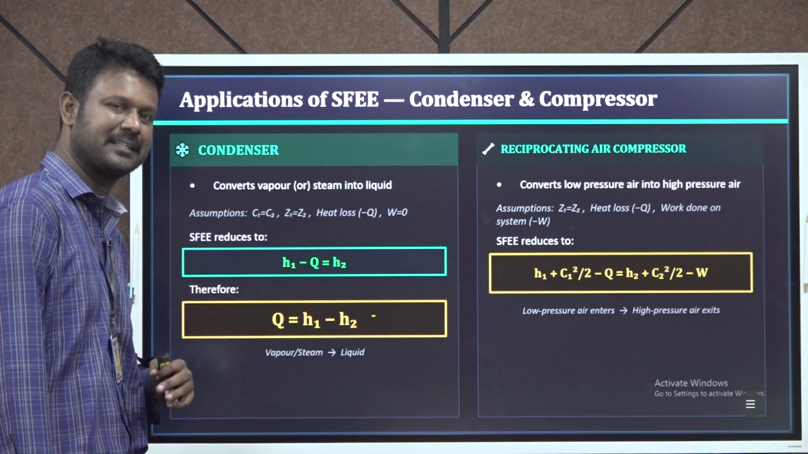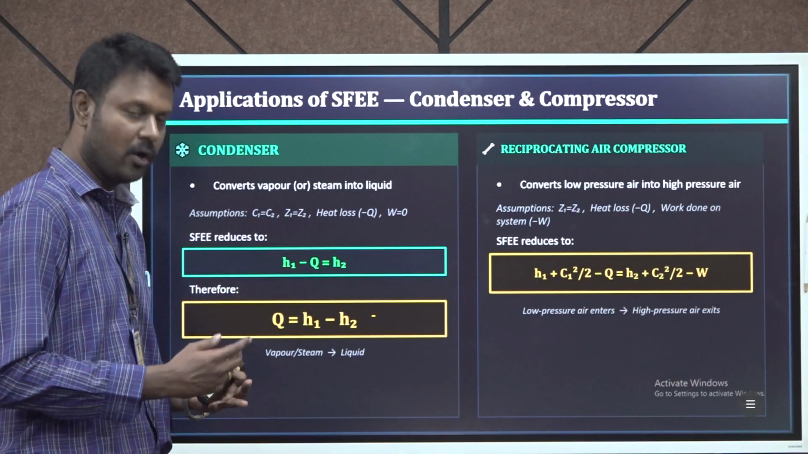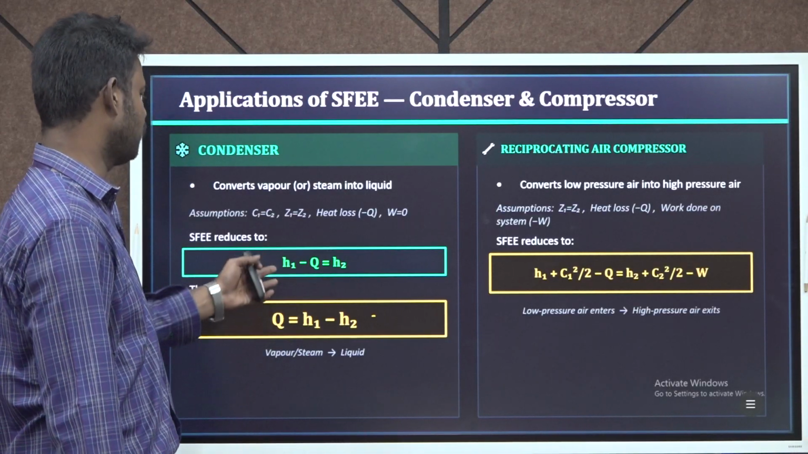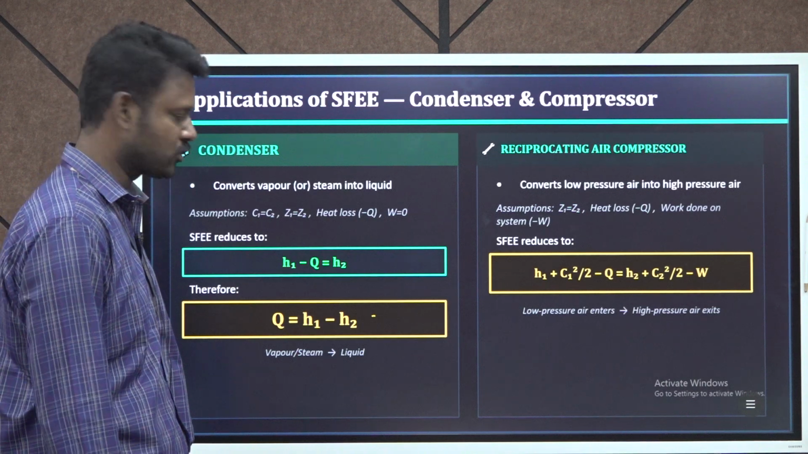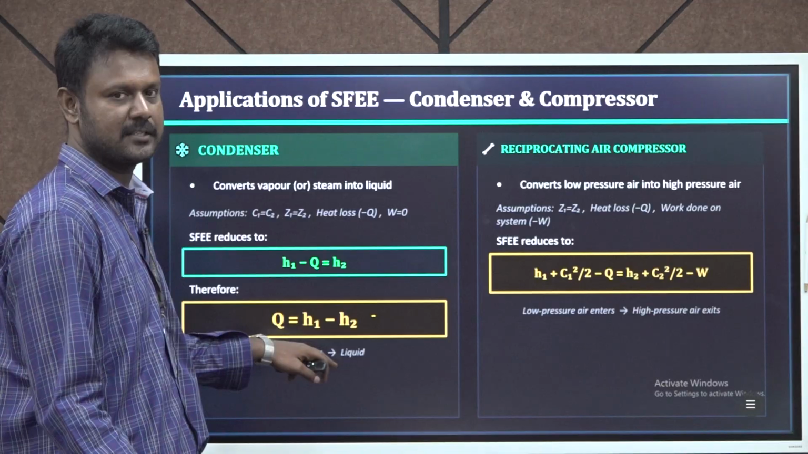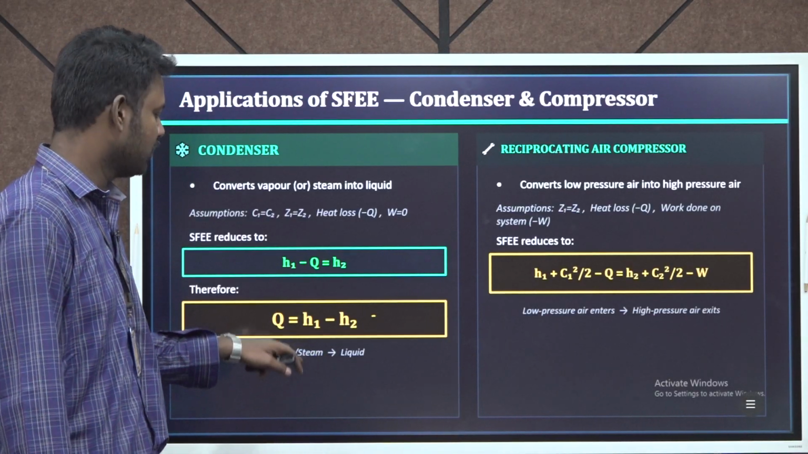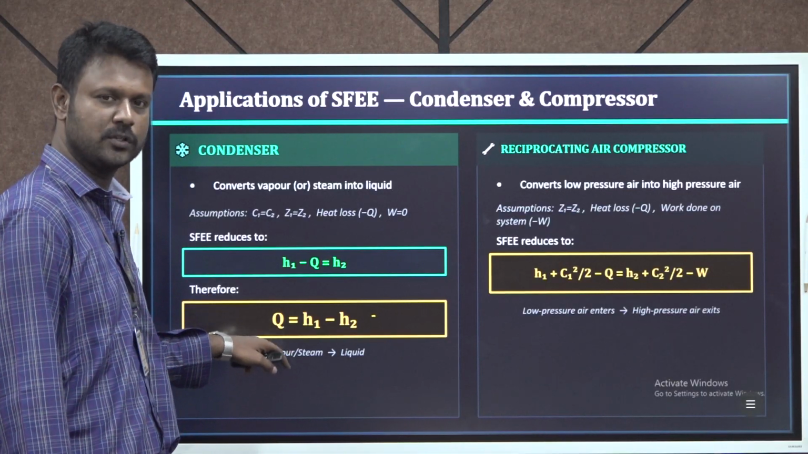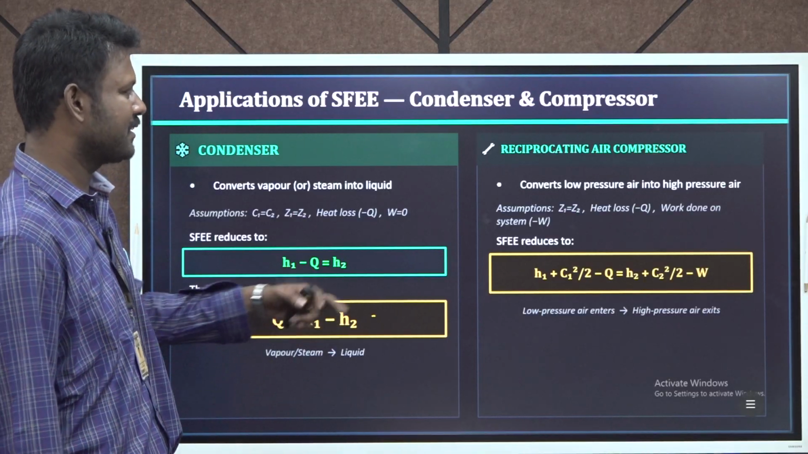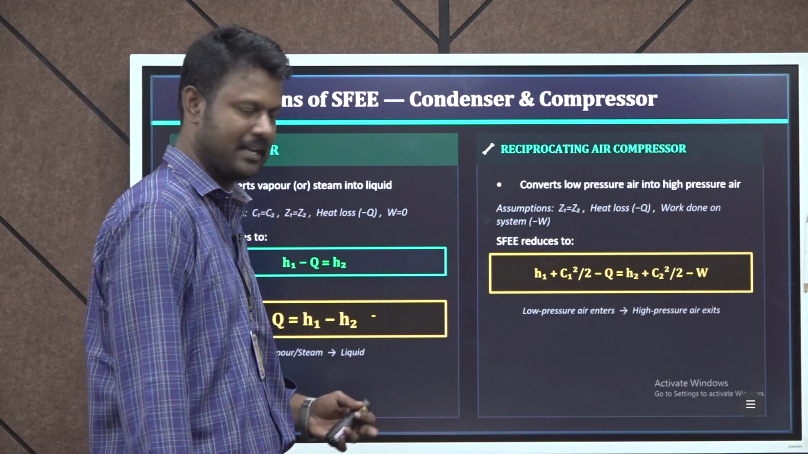So here also we will be assuming that there won't be any velocity or work transfer or elevation. So the formula is H1 minus Q is equal to H2, that is Q is equal to H1 minus H2, which is slightly changing from the heat formula of a boiler. For a boiler it will be Q is equal to H2 minus H1, and for a condenser it is H1 minus H2.